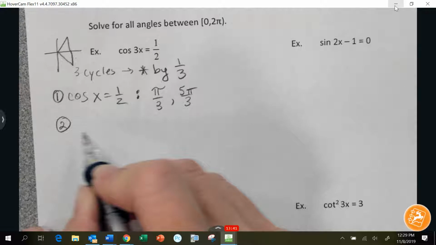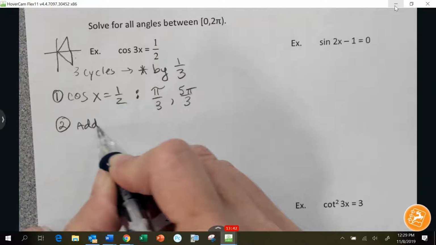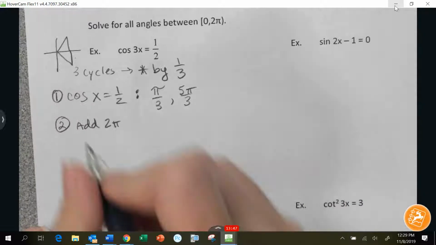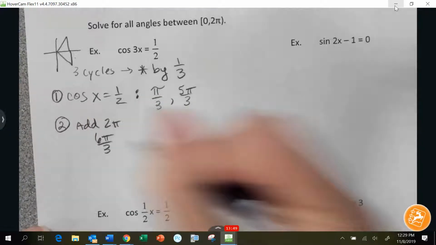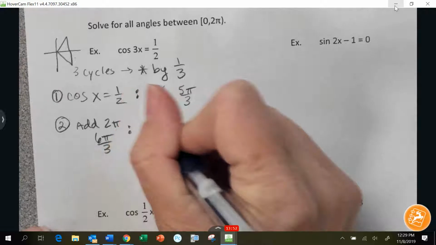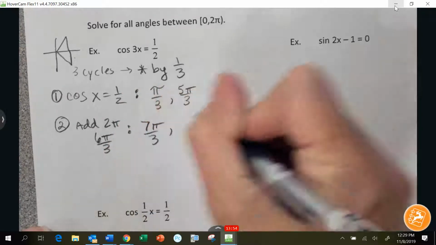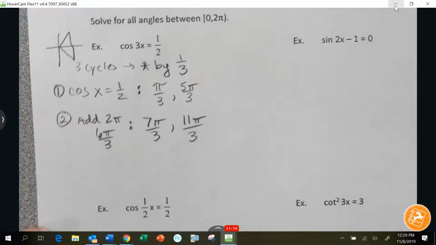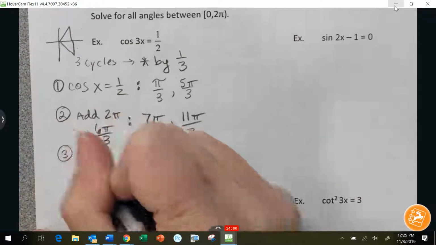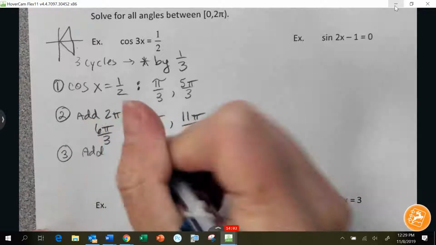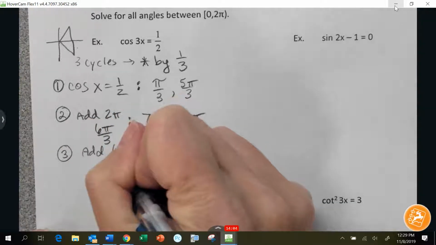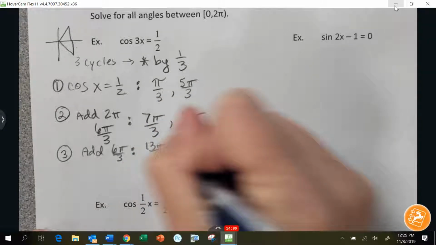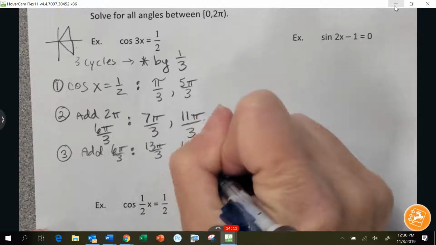Second cycle. I need to add 2 pi, but I need a common denominator of 3. So I'm really adding 6 pi over 3. So I'll get 7 pi over 3 and 11 pi over 3. Third cycle. Add another 2 pi, which is 6 pi over 3. So 13 pi over 3 and 17 pi over 3.